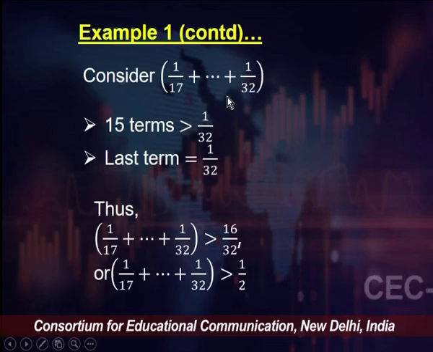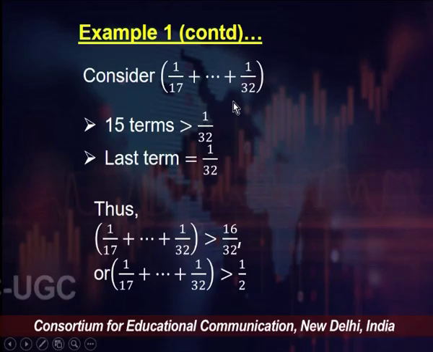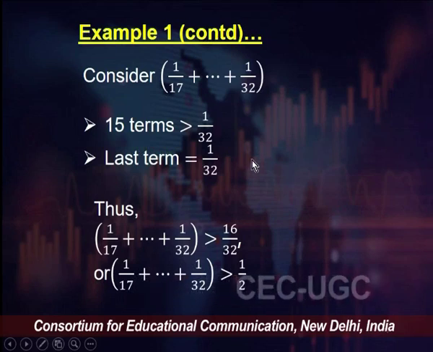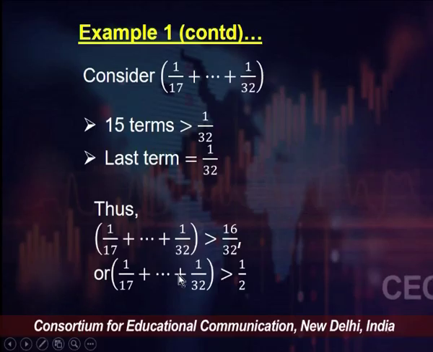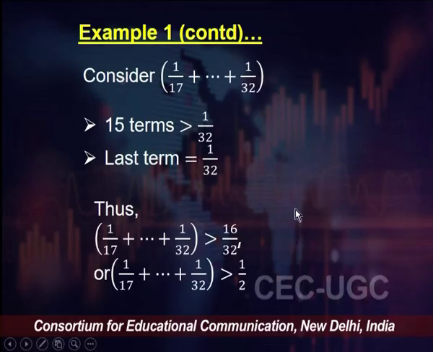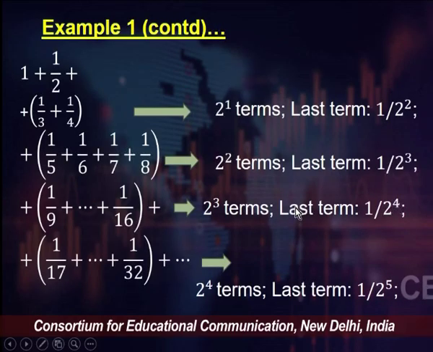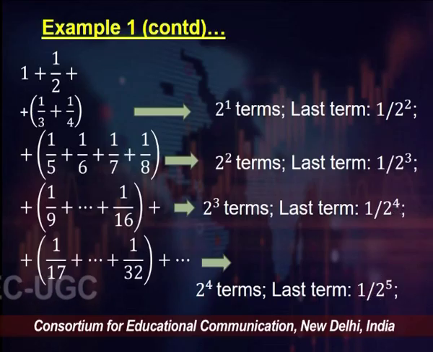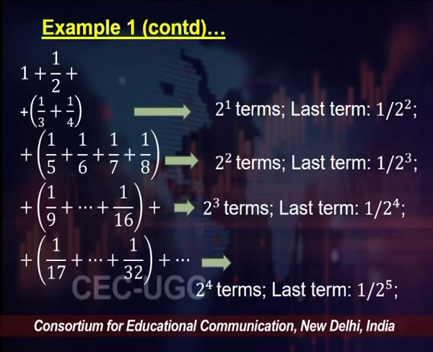And in the last case, where you had 1 by 17 to 1 by 32, you will have 15 terms strictly greater than 1 by 32 and the last term exactly equal to 1 by 32. So the entire sum is going to be greater than 16 by 32, or greater than half. So what are we doing here? We have actually added a large number of groupings of terms which are all greater than half. So basically we are adding something more than half an infinite number of times for this infinite series. So clearly this series is going to be divergent.